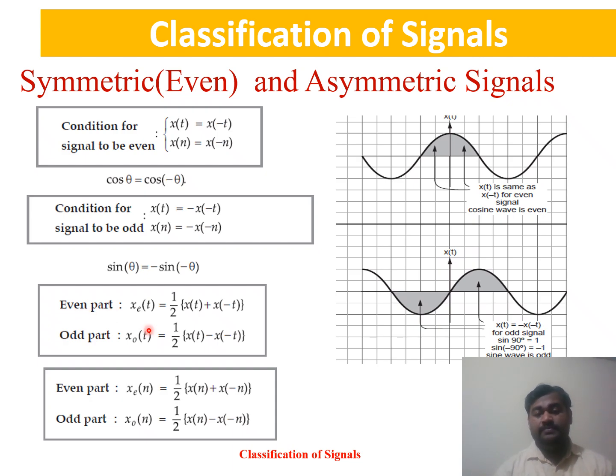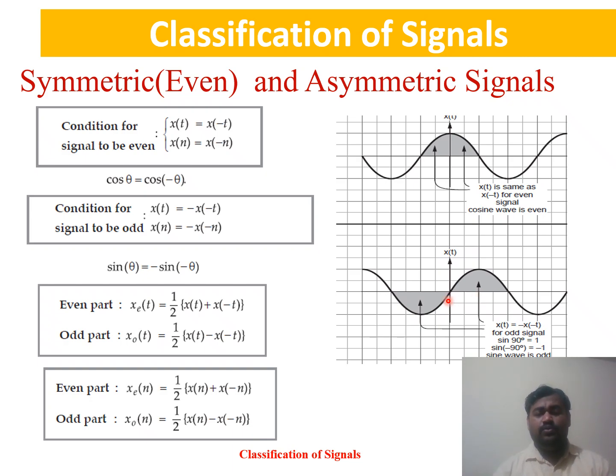We can separate the two signals. To find the even part of the signal, the formula is xe of t equal to 1 by 2 x of t plus x of minus t. For the odd part, xo of t equal to 1 by 2 x of t minus x of minus t. Here plus x of minus t means even part, minus x of minus t means the odd part of a signal. This is for continuous time. For discrete time, xe of n equal to 1 by 2 x of n plus x of minus n. For the odd part, xo of n equal to 1 by 2 x of n minus x of minus n.